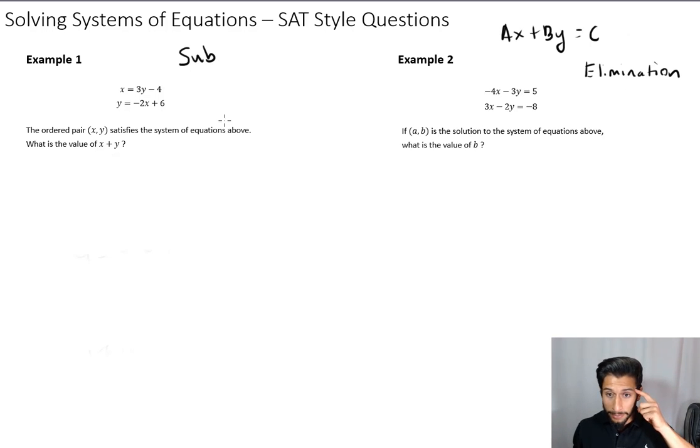So that's the first thing you got to think about when you see a system. Do I do substitution or do I do elimination? If you see, like example 1, that one of the variables is isolated, do substitution. Trust me. The next thing you got to do is find out what they're asking for, right? And to do that, you got to read the problem carefully. The ordered pair x comma y satisfies the system of equations above. What is the value of x plus y? Not x, not y. X plus y.